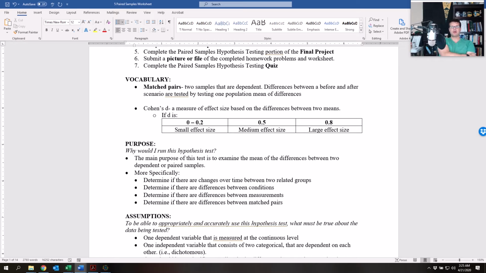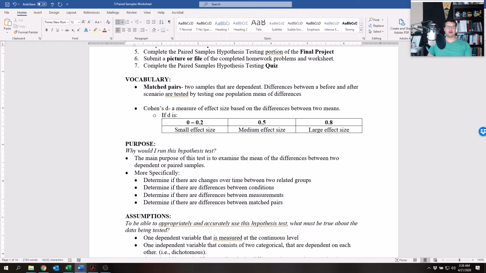More specifically, you might have a sample where you have two different scores for the exact same sample. For instance, I give you an assessment at the beginning of the semester, then I give you another assessment at the end of the semester, and I compare the scores for each individual at the beginning of the semester compared to the end of the semester. Determine if there's differences between conditions: I see how well you do in performing a task when it's really cold outside, and then I give you the same task when it's really hot outside, and I want to see if there's a difference.